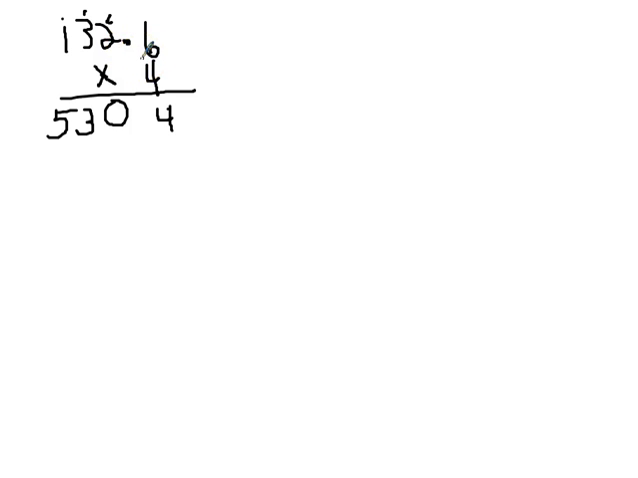And how am I going to know where to put the decimal point? Well, I'm going to underline the 6. And I'm going to look at how many numbers are underlined after the decimal point. And I just have the 6. So I'm going to start at the 4, and I'm going to move to the left 1 place. And that's where I'm going to position my decimal point. So I have 530 and 4/10 as my answer.